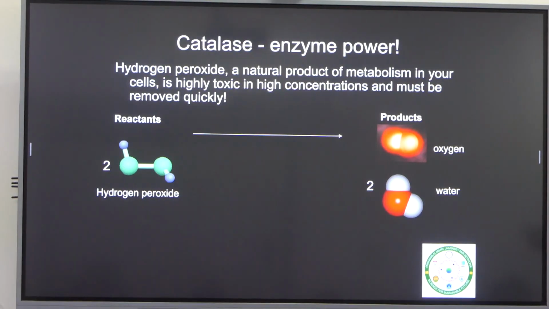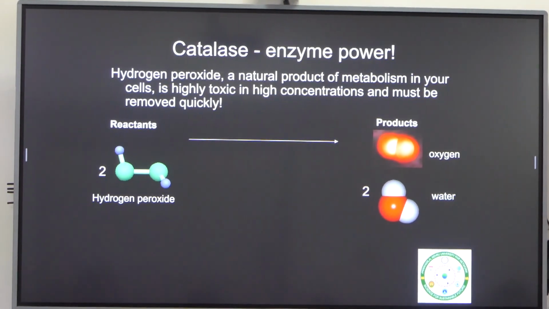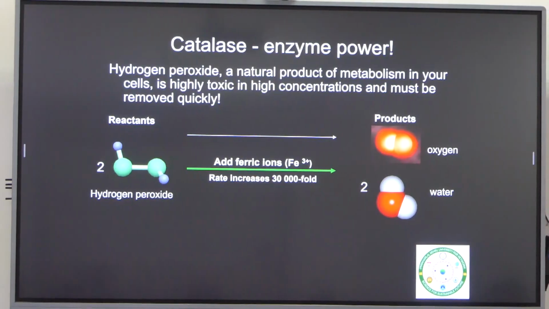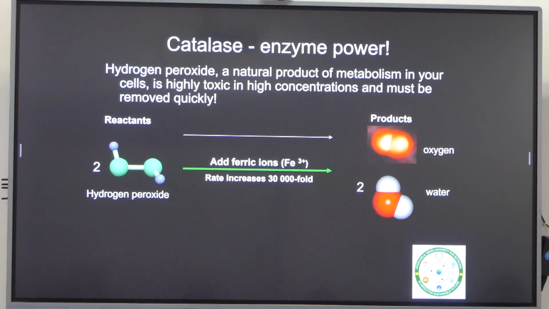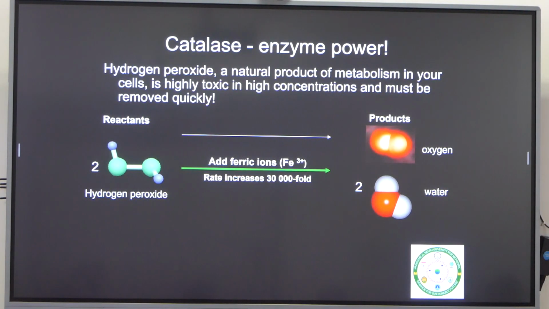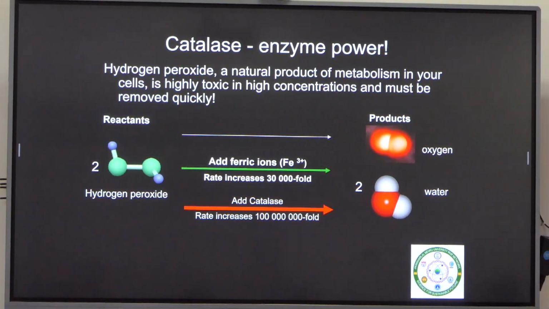This is the normal degradation of hydrogen peroxide, which doesn't happen by itself. If you add ferric ions to this, the rate of degradation becomes 30,000 folds more than the normal degradation process, right? And the enzyme which is there in the body to degrade it faster is called catalase. If you add this, the speed becomes, count the number of zeros, 100 million folds, right? The speed of light is how much? This is much more than that, right?